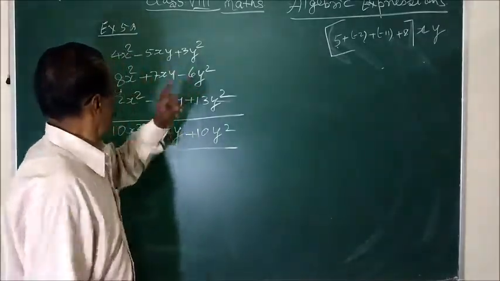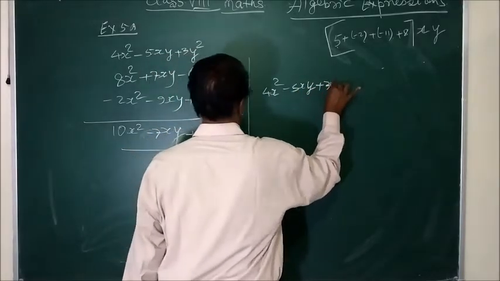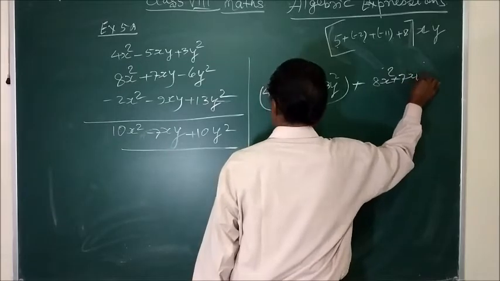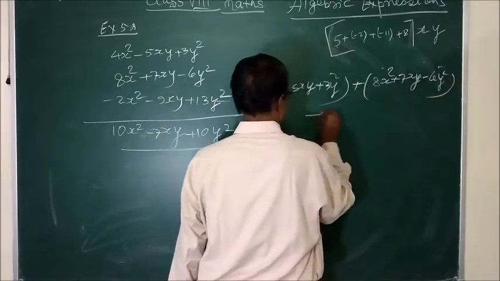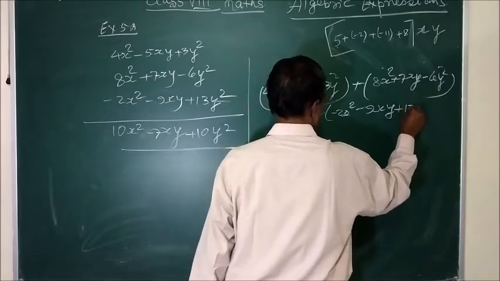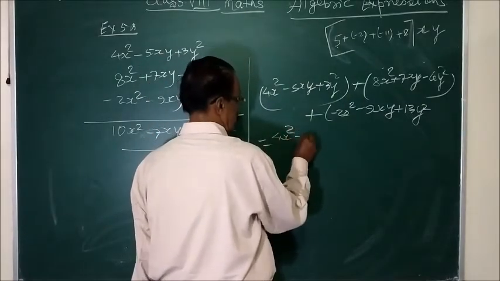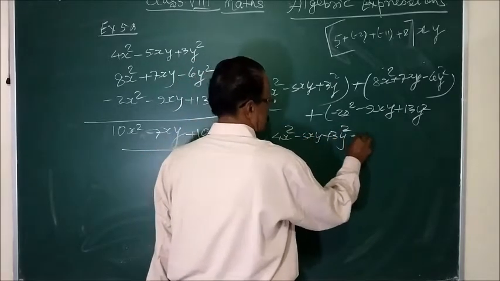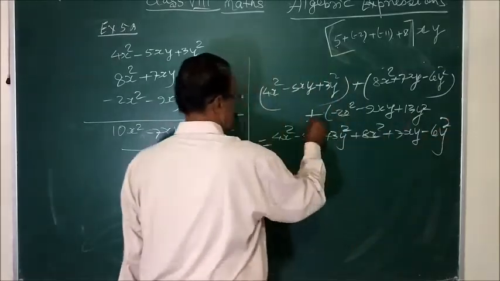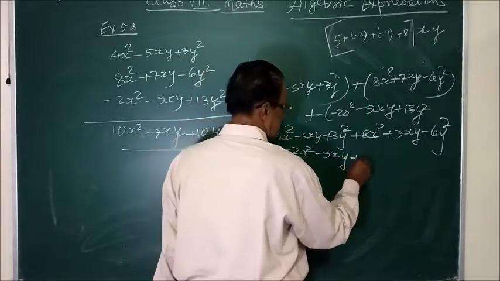Or you can also add like this: 4x squared minus 5xy plus 3y squared, plus 8x squared plus 7xy minus 6y squared, and plus minus 2x squared minus 9xy and 13y squared. This is the direct method. Now you write like this: 4x squared minus 5xy plus 3y squared, and this will be plus 8x squared plus 7xy minus 6y squared. Now the sign is plus, so no sign change: minus 2x squared minus 9xy plus 13y squared.